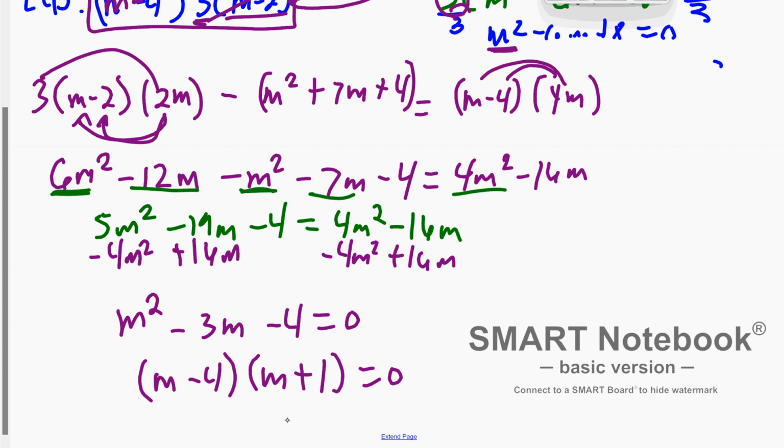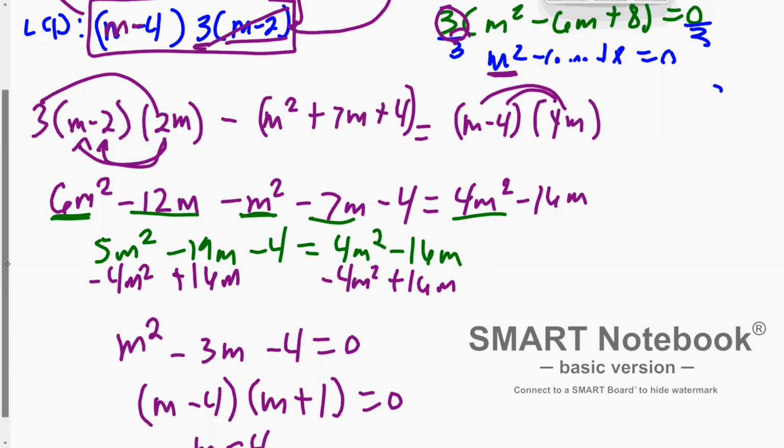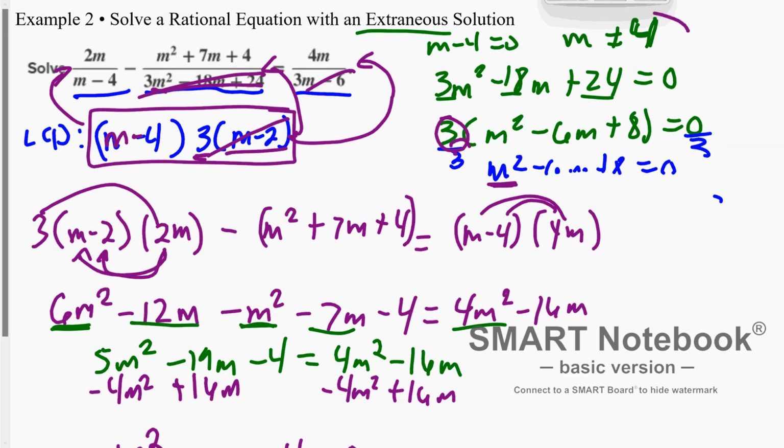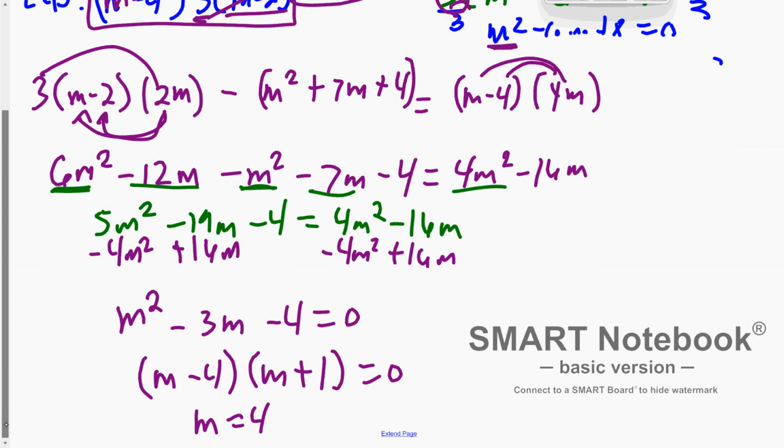All right, so then I set each of these equal to 0, and I get m is equal to 4. But I know from before that I can't have that, right? Because that was in my restrictions on my domain, m cannot be 4, right? So I know this is called an extraneous solution. So that one's not going to work. And then m plus 1, that's not in my list of what I can't have in my domain. So that one most likely is probably going to work. And we could plug it in and check that and make sure, and it actually does turn out to be true. So there is our answer.